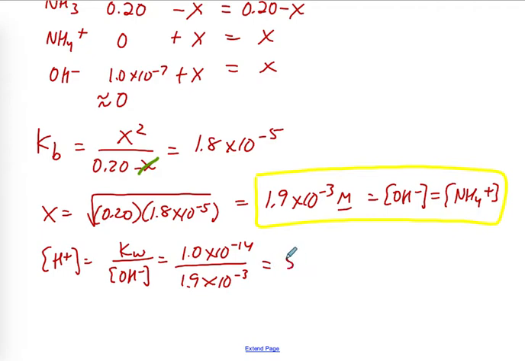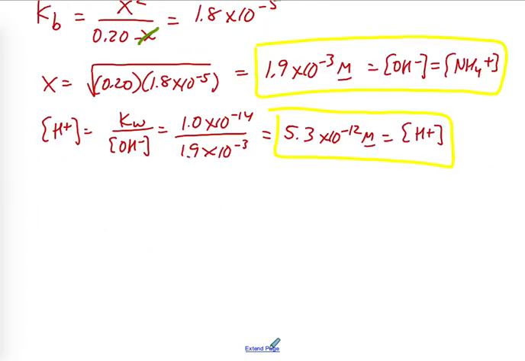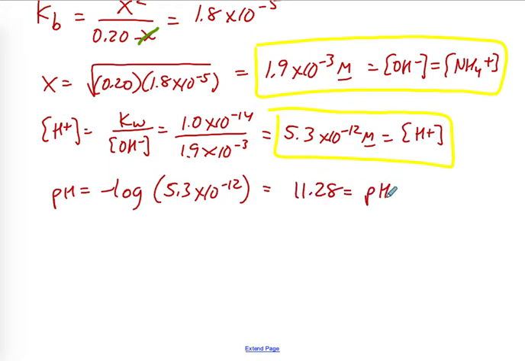And that gives me 5.3 times 10 to the negative 12th molar as my hydrogen ion concentration. The pH equals the negative base 10 logarithm of the hydrogen ion concentration, 5.3 times 10 to the negative 12th, which is equal to 11.28. Again, consistent with the basic solution, well above 7.